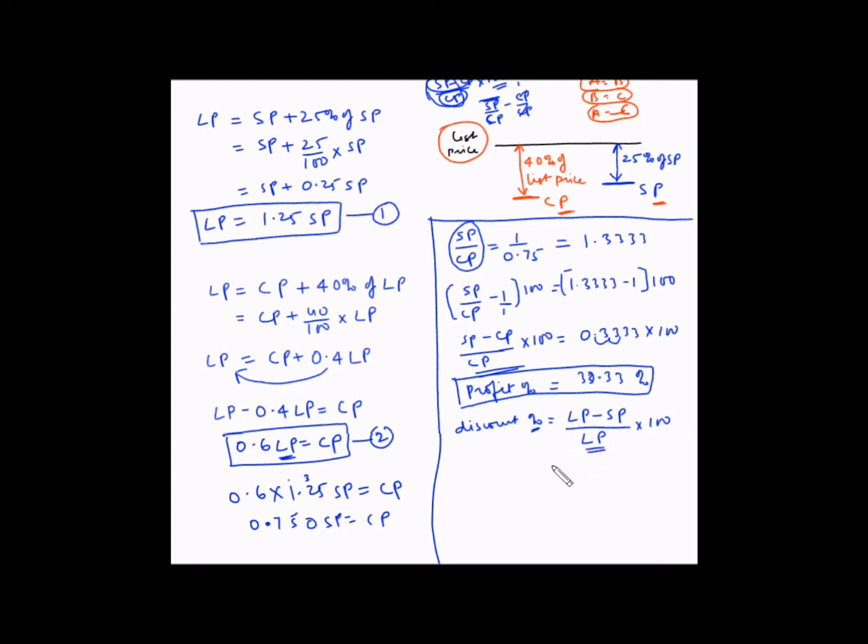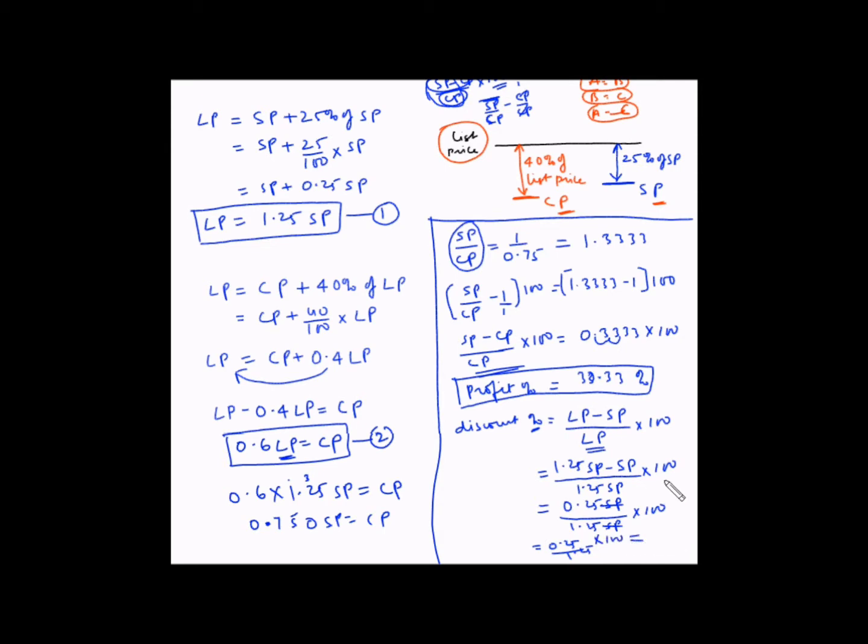So let's calculate this. So we know that list price is 1.25 times the selling price. So this is 1.25 SP minus SP divided by list price, again is 1.25 selling price multiplied by 100. So this is equal to 1.25 minus 1, which is 0.25 times SP divided by 1.25 times SP multiplied by 100. So SP gets cancelled. So this is equal to 0.25 divided by 1.25 multiplied by 100.